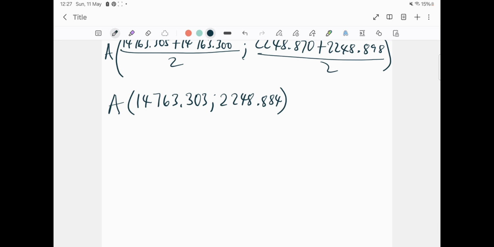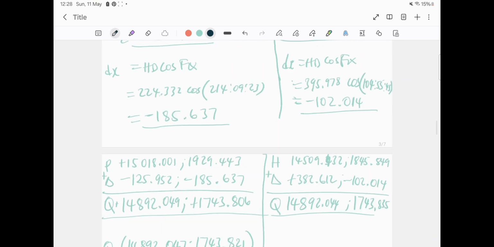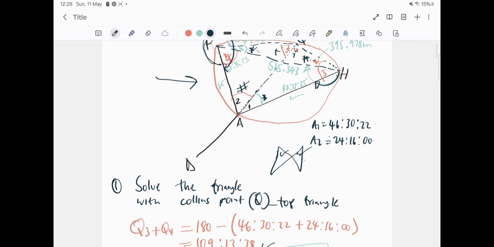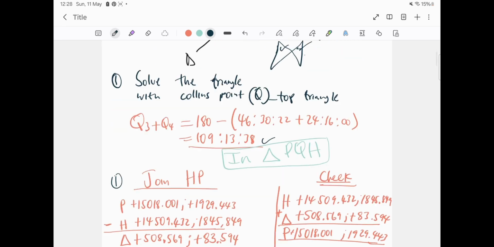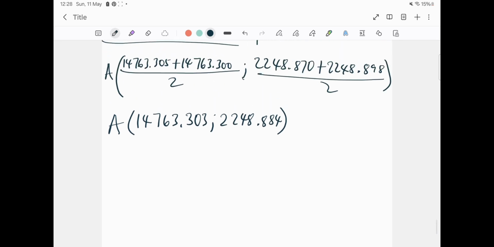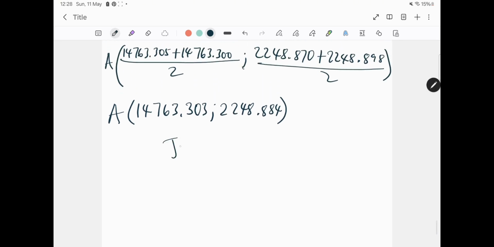You need to prove that from that sketch, the bearing of DQ, we found the bearing of DQ, remember, is equal to the bearing of DA. So now to find the bearing of DA, you need to do a joint calculation for DA. Now that the coordinates of DA and DQ are in the same line, the bearing must be the same.